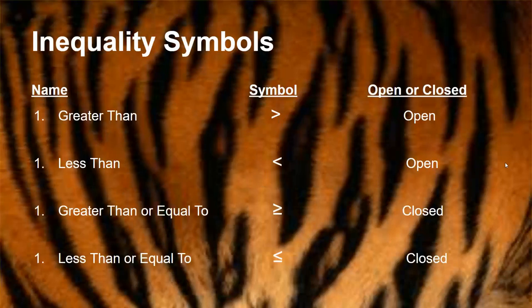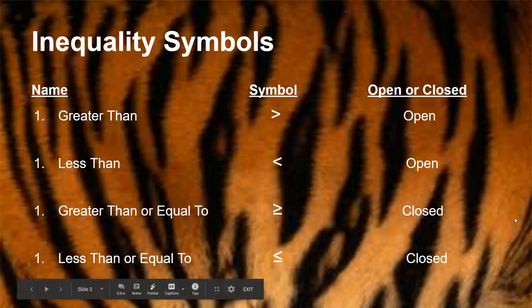So the first part, we need to know symbols. Greater than symbol always opens to the left. Less than symbol opens to the right. Greater than or equal to has that little line underneath it. Same with less than or equal to.